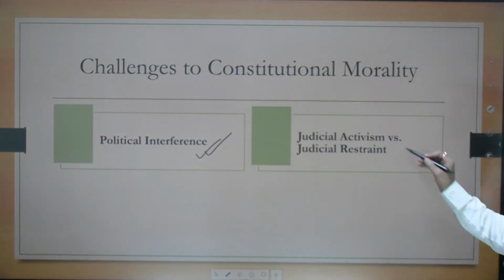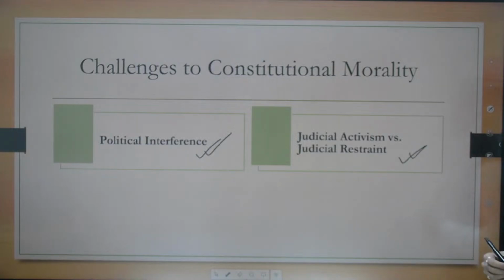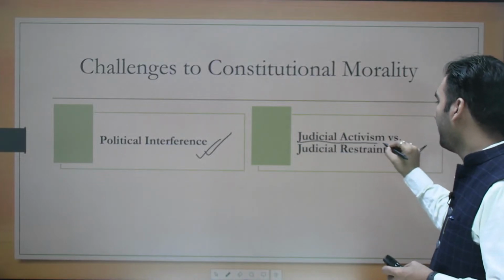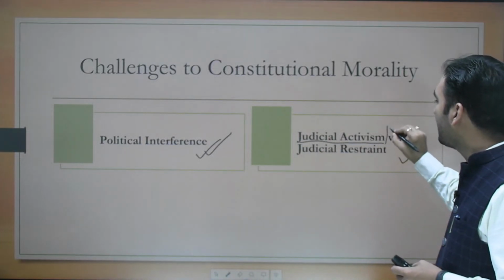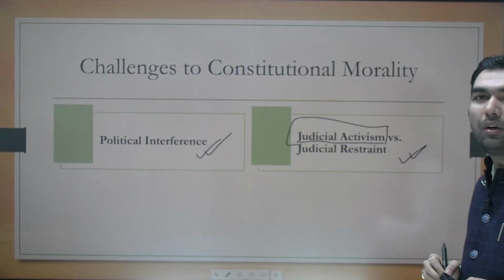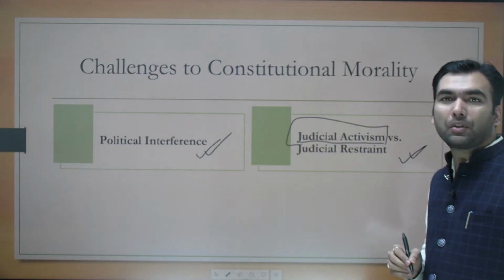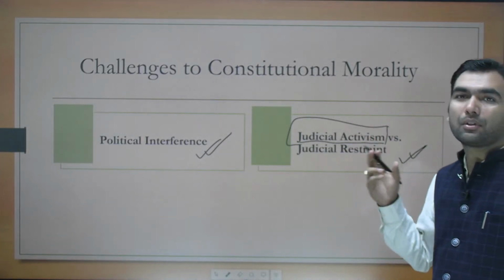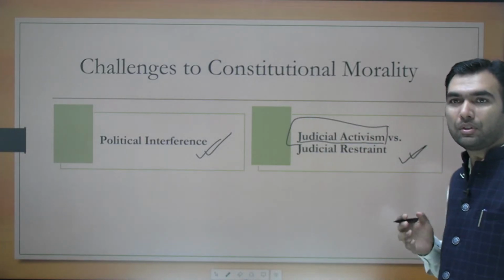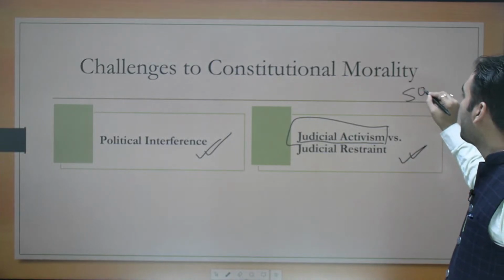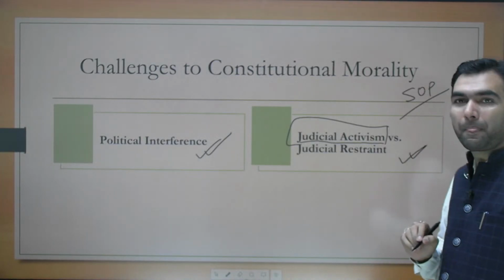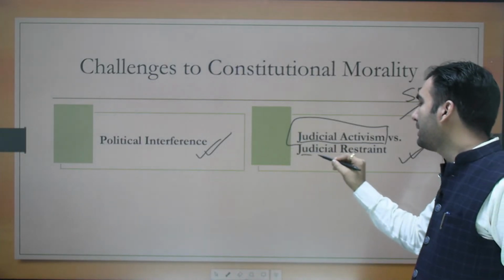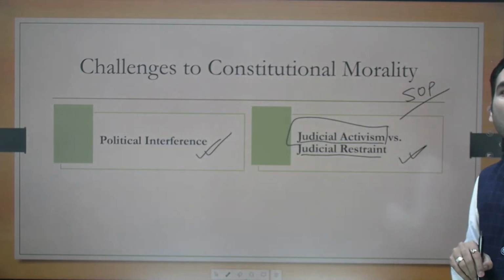Next is judicial activism and judicial restraint. In case judicial activism is happening, then we say that the judiciary is going into the domain of the legislature and executive. This is not in tune with the principles of constitutional morality, as constitutional morality talks about separation of power. At the same time, if judicial restraint is being practiced, this is also not good.